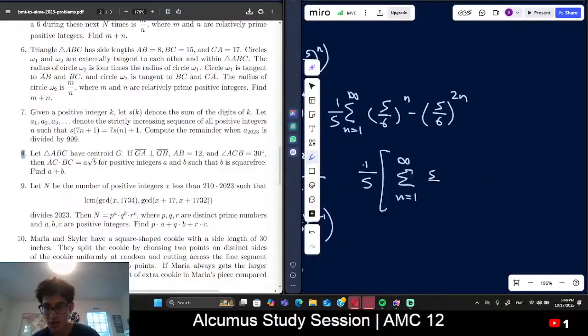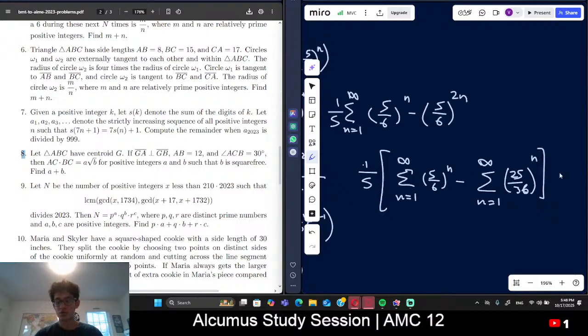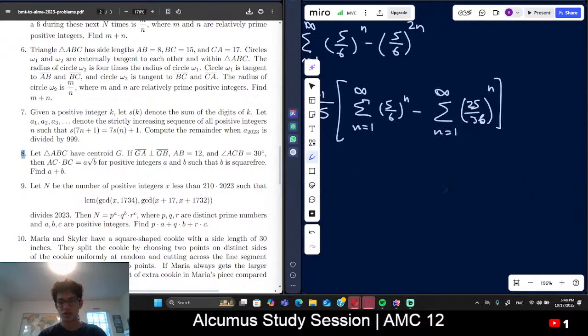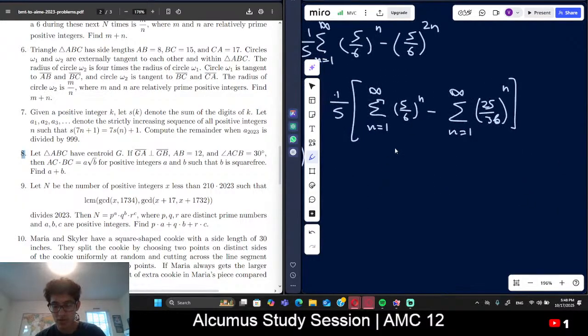5 over 6 to the n, which is just a geometric series, minus another geometric series. Break it up into two. They don't have to be in the same thing. And this is going to end up being 25 over 36 to the n. So that's perfect. It's literally just two geometric series now. This is going to be the first one, and then we're subtracting off the second one, which is going to be this over here.